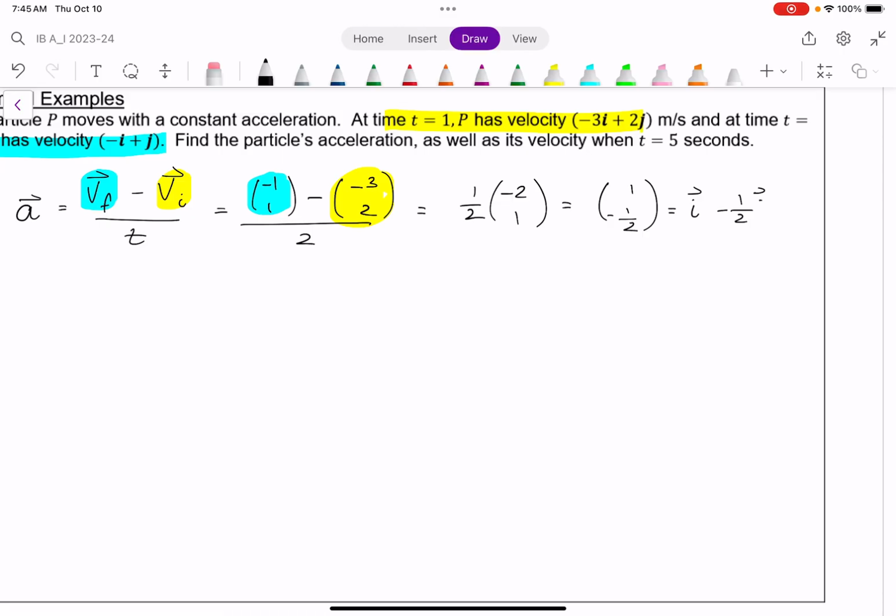And it doesn't really matter which way you write it. Just keep in mind what does matter is these have units, and this is acceleration. So in this case, units are meters per second squared.